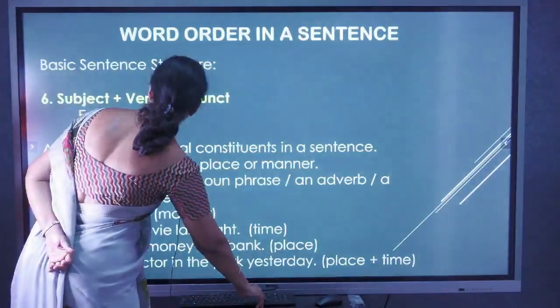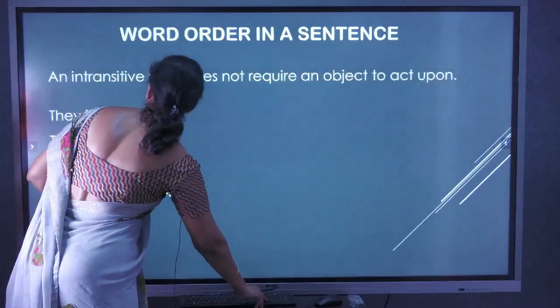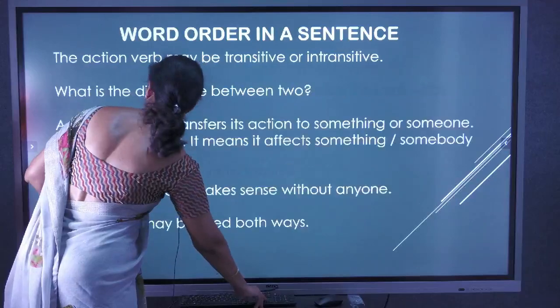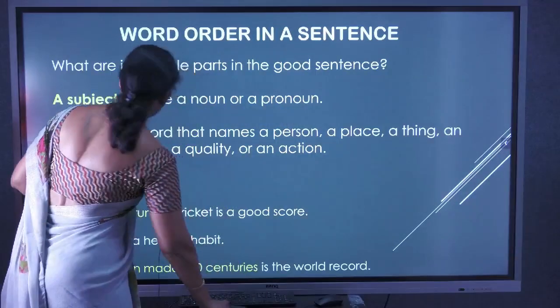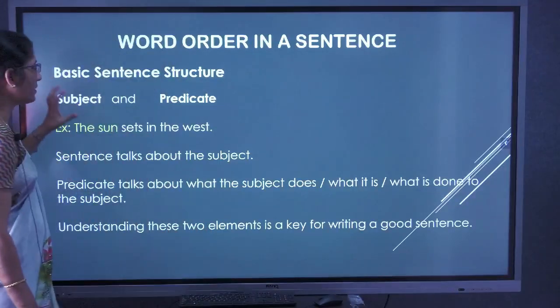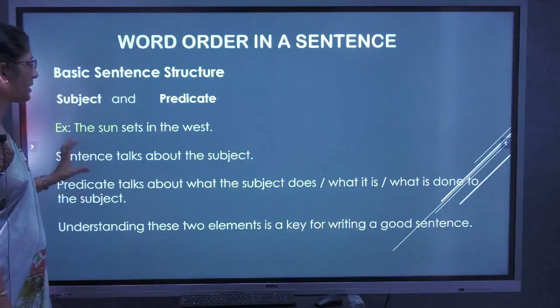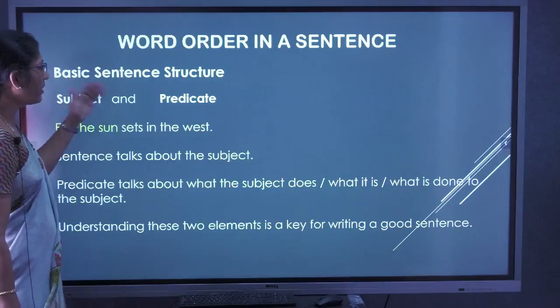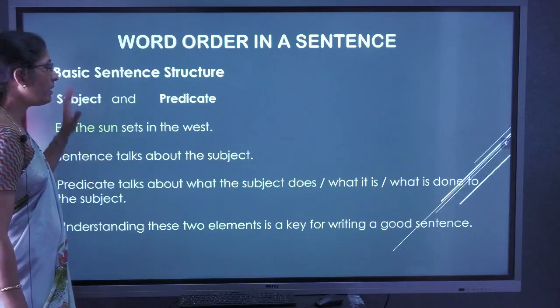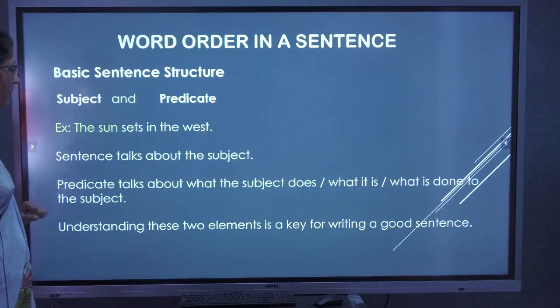Sorry, it's the last one. Let us just revise once what we have gone through today. Okay, yes, we discussed today the word order in a sentence. These are all basic sentence structures. After that we'll move beyond this. Let us see what the basic sentence structure has.